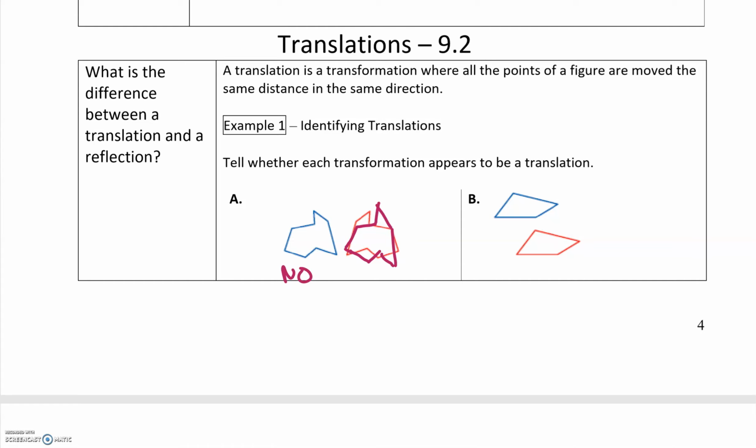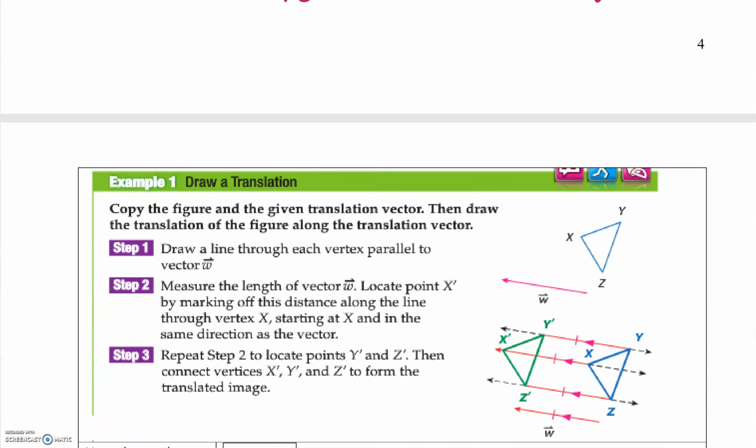And then if we take this one and slide it down, you can see that all of those are sliding the same direction. So yes, this is a translation.